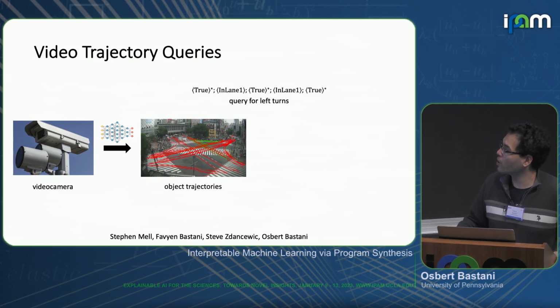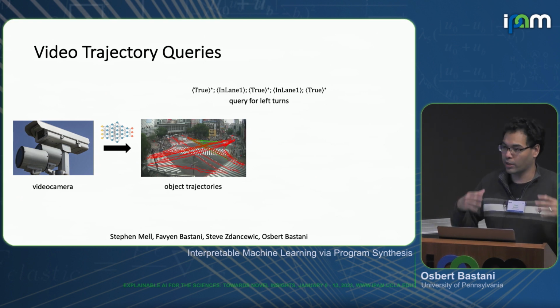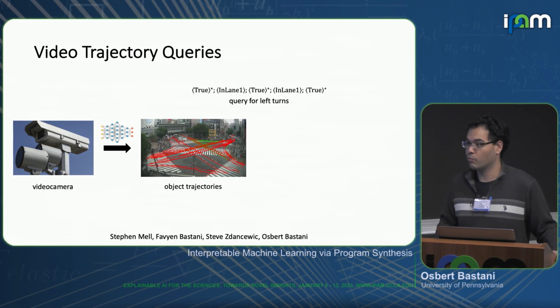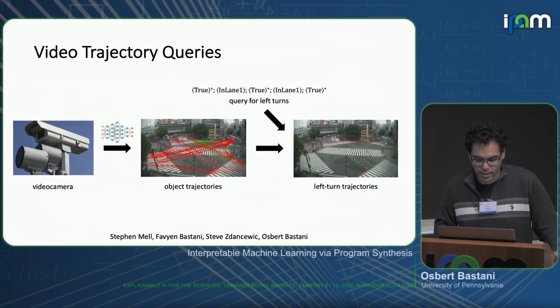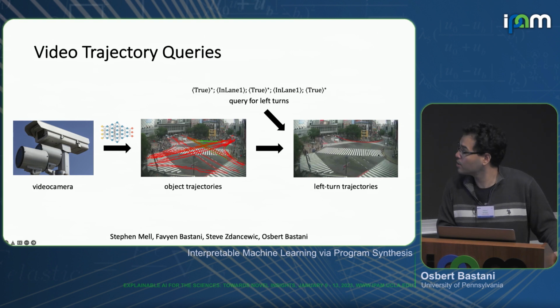In this case, the space of programs looks kind of like regular expressions, but they're generalized to apply to real valued sequences instead of just strings. And then you can synthesize a program in this language, and you can select all of the cars that are turning from this lane up here to this lane over here.